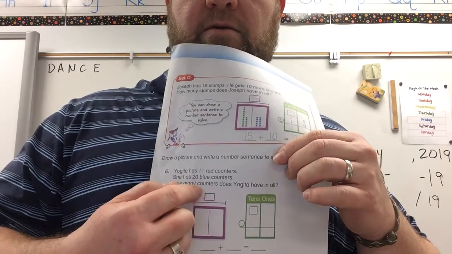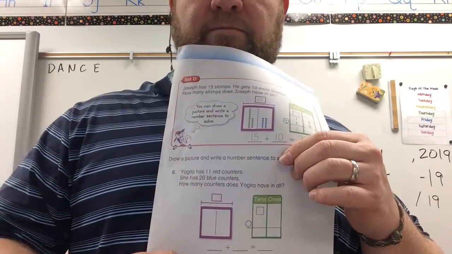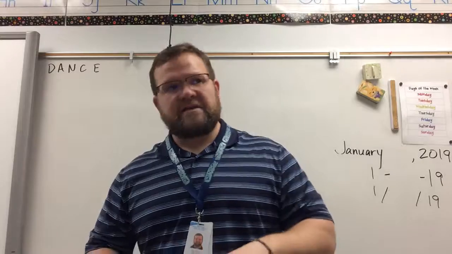11, 20, 31. Okay? If that didn't make any sense, please make sure you raise your thumb. I'll come around and help you. Other than that, if everything made sense to you and you're good and you're confident and comfortable, then I'm good for you. Go ahead and log yourself into Prodigy.